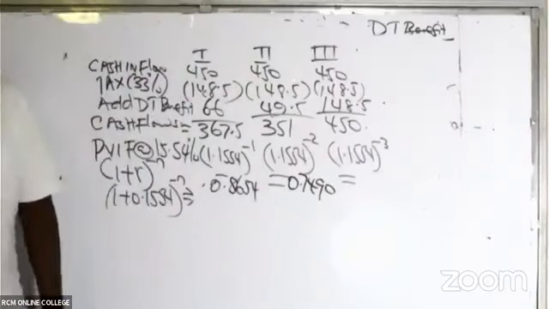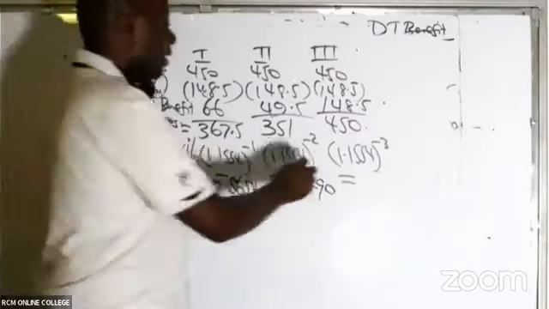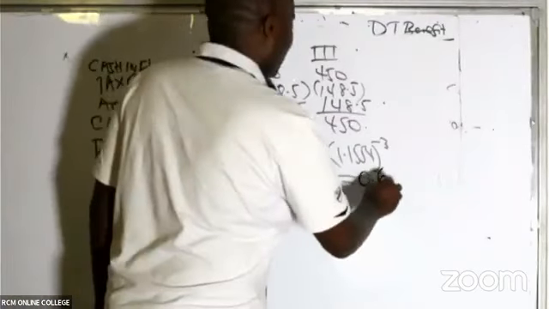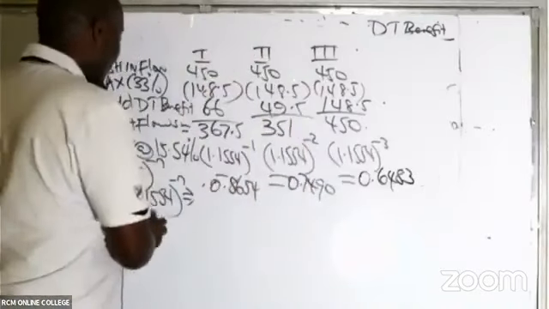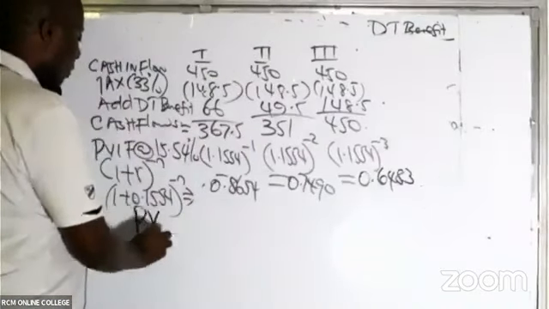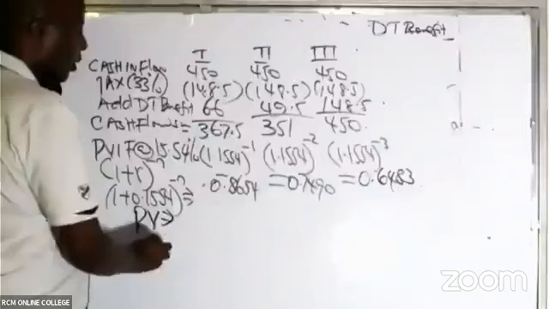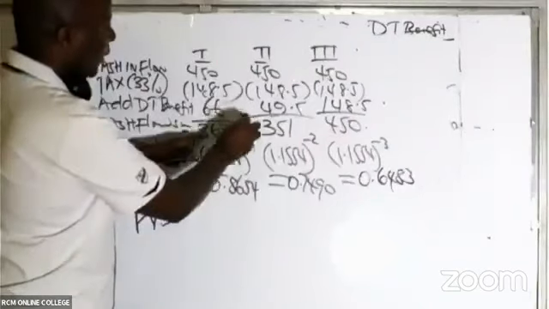7490. From there, ladies and gentlemen, we go to year 3: 6483. Now, from there, you should be able to come and give me the present value. So for present value, you are taking this figure times this.